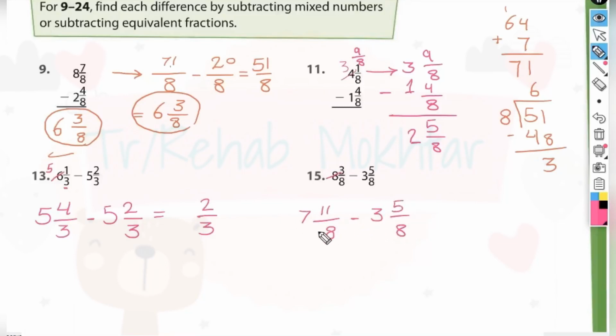Look here, in one step we change it. I will subtract the fraction part. Put 8 as it is. 11 minus 5 equals 6. 7 minus 3 equals 4.